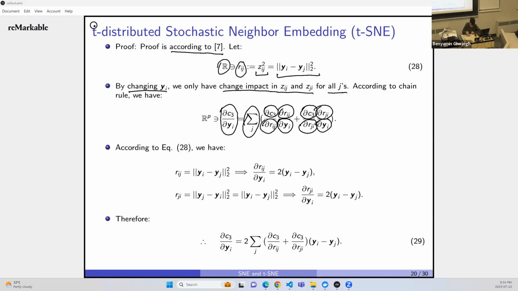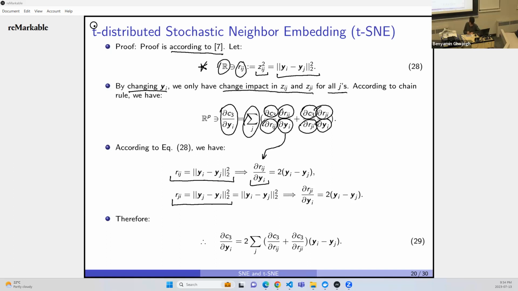Okay, according to equation 28, this is Rij, right? Rij, equation 28. Now let's calculate these derivatives. Derivative of Rij with respect to yi. What is that? It becomes 2(yi minus yj), because this is quadratic with respect to yi and yj. Okay?